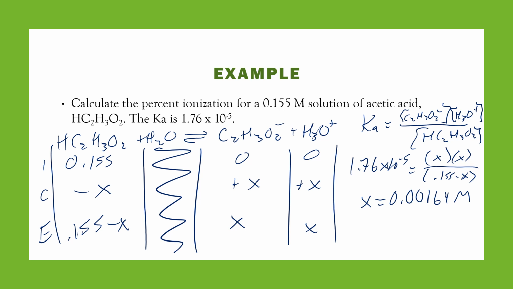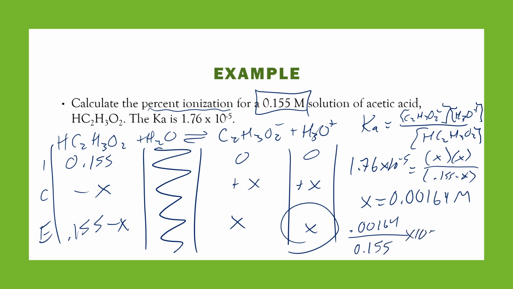And since that is the concentration of our ions, and it's asking for the percent ionization, we can take the 0.00164 and divide by my original concentration times 100. And you'll get that the percent is 1.06% ionized, which is small, but that makes sense because it's a weak acid, so only some of it dissociates. And specifically, 1.06% of it dissociates into ions.